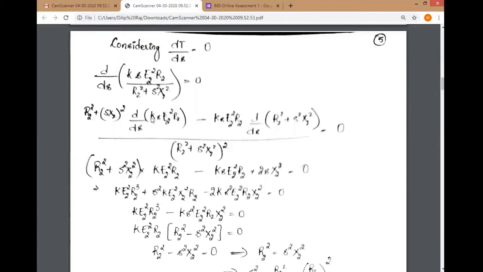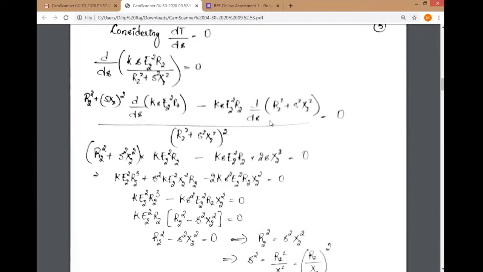So differentiation of this term: K is a constant. We are differentiating this with respect to s. So apart from s, what other terms are there? They will be constant, and differentiation of s with respect to s is 1. So we have K E2 square R2 minus this entire term into differentiation of R2, which is constant, so differentiation of a constant is always 0, plus s square is nothing but 2 times s into X2 square. So remember, the only term which we will be differentiating here will be slip. No other terms will be differentiated.